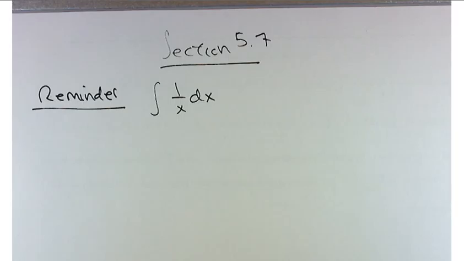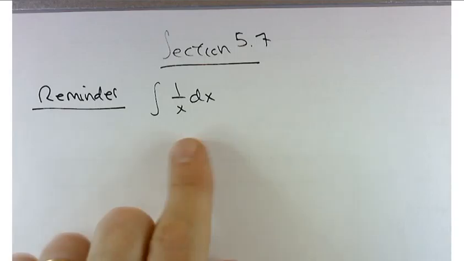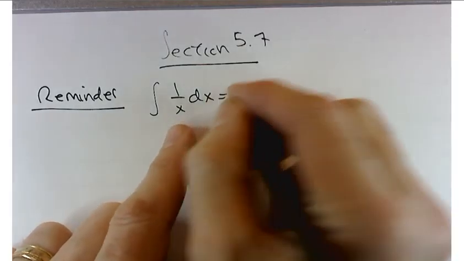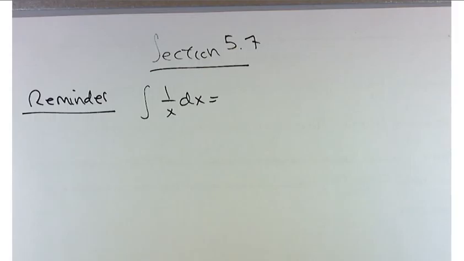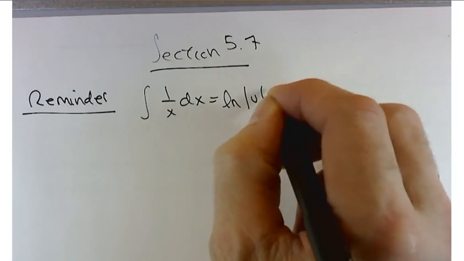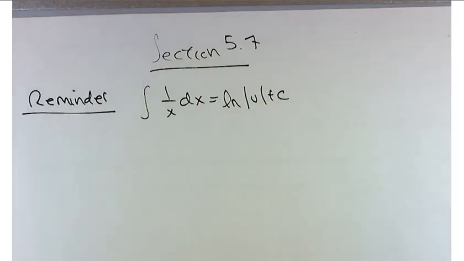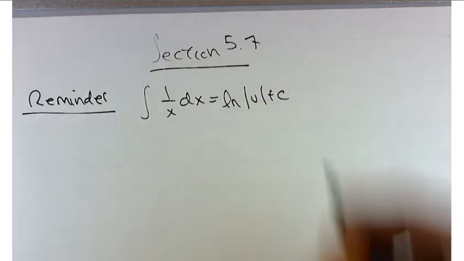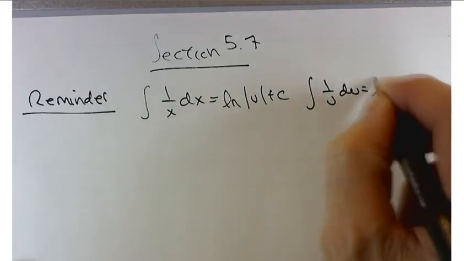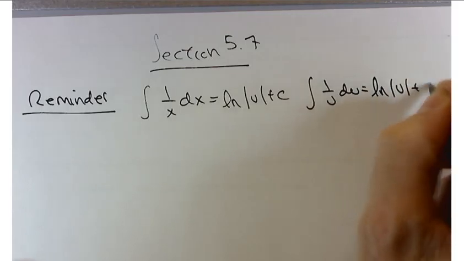Section 5.7. It's a lot more practice with your U-substitutions. But let me remind you first, if we were to integrate 1 over x dx, what would I get? ln absolute value of x. Nice, ln of the absolute value of x plus your constant. And likewise, if I had the integral of 1 over u du, it would be ln of the absolute value of u plus a constant.